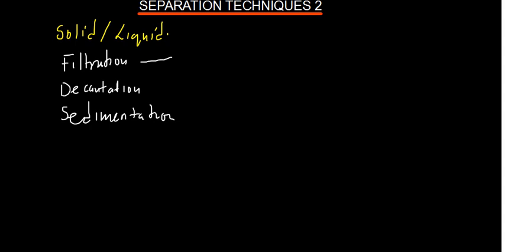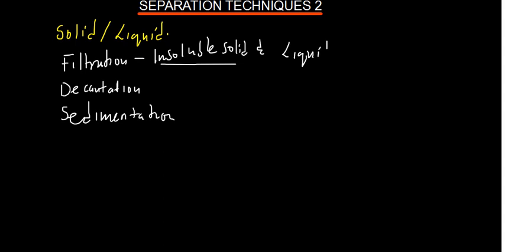So for filtration, you are going to separate a solid from a liquid. Now the solid should be insoluble. Okay, so you say insoluble solid and a liquid. So actually all of these, you separate an insoluble solid and a liquid. What we mean by insoluble solid is that the solid should not dissolve. For example, when you have sand and water, sand does not dissolve in water, so it is insoluble. Or even meal does not dissolve in water, so it is insoluble.